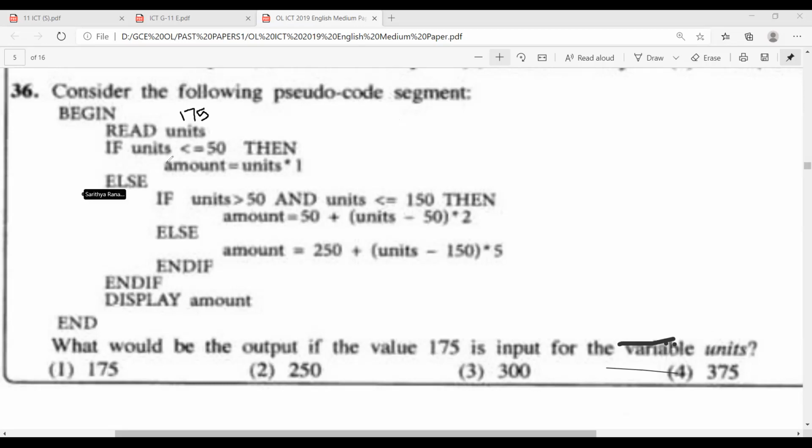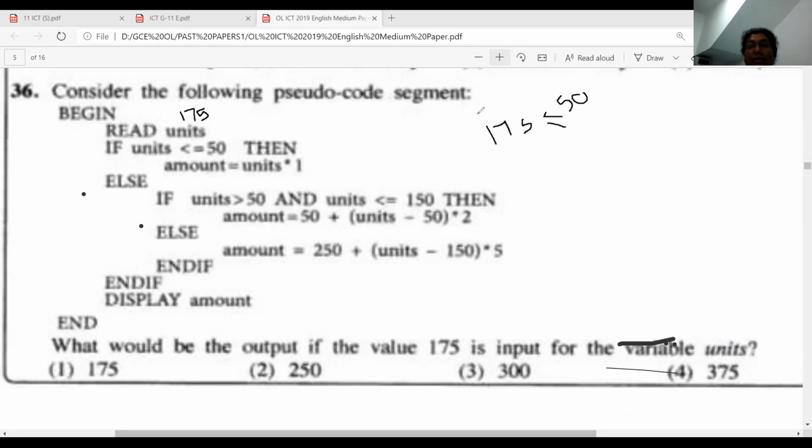Okay, Saritya. Right. Yes or no? This one? 175 less than 50? Is it true or false? Okay. It is false, no? Less than? False. Yes, very good. 175 less than or equal to 50 is false, right? When it is false, what will happen?